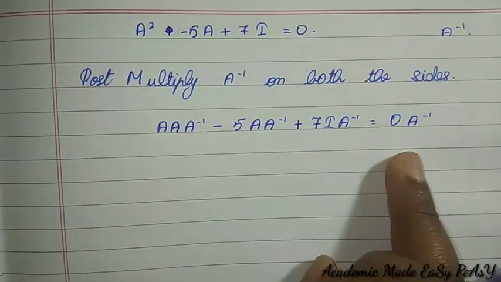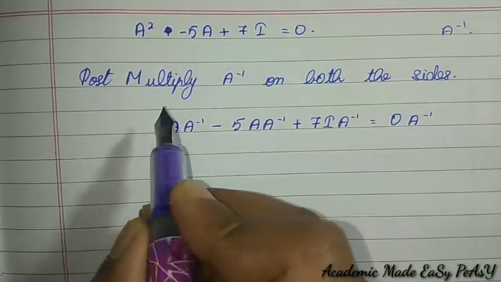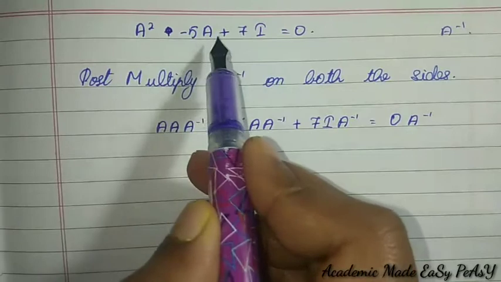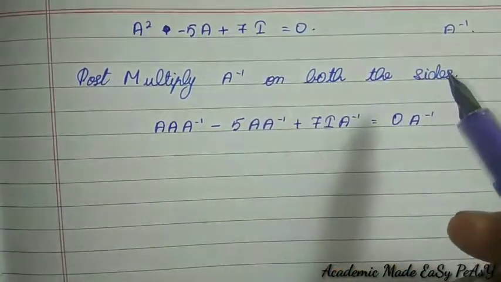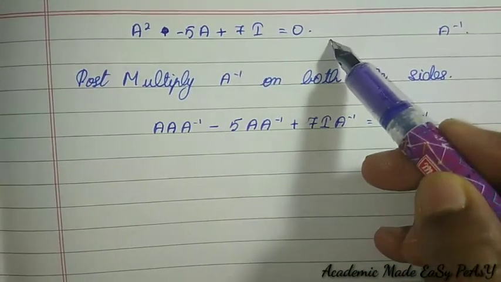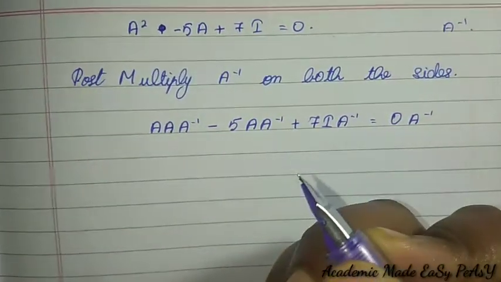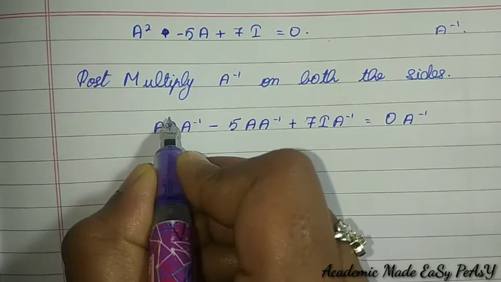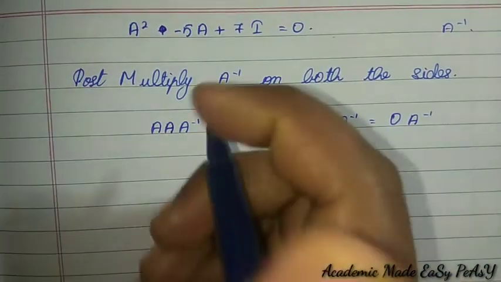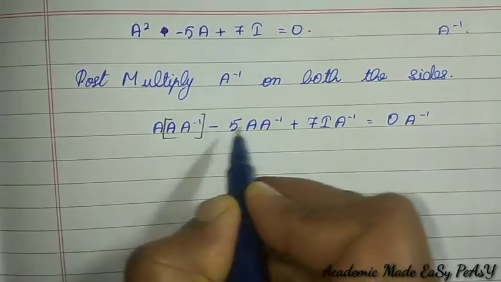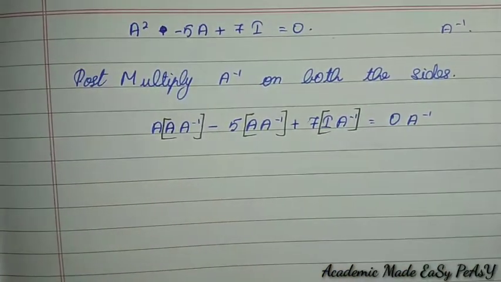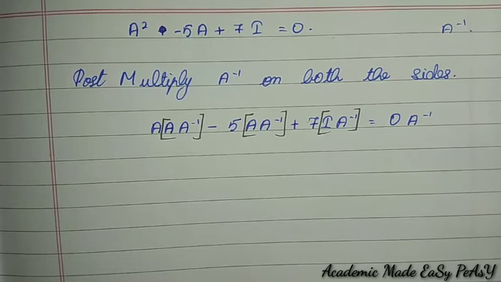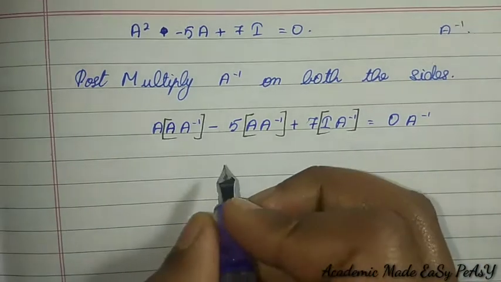So if I take this A inverse out, it will be A inverse into A square minus 5A plus 7I is equal to A inverse into 0. So those two will get cancelled, so that I will get the previous step. Okay. So now what I am going to do is that I will be grouping. So this, and this.